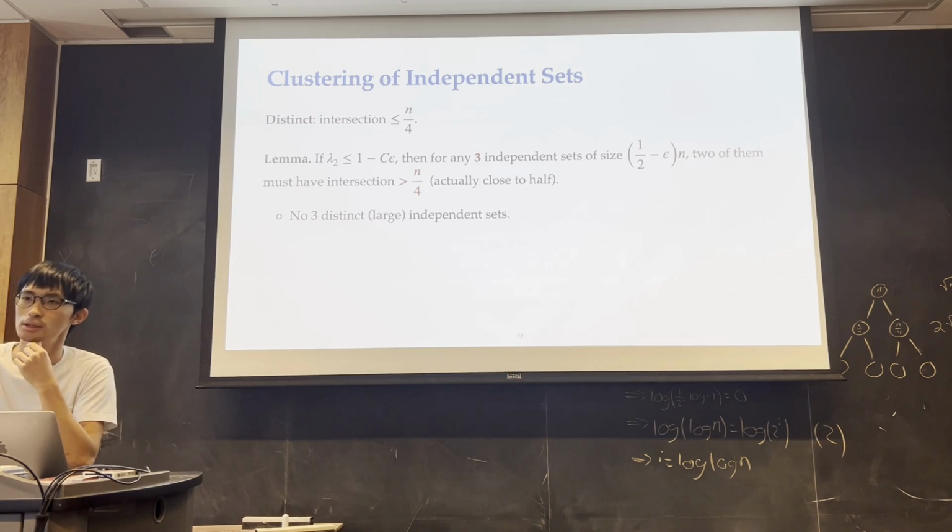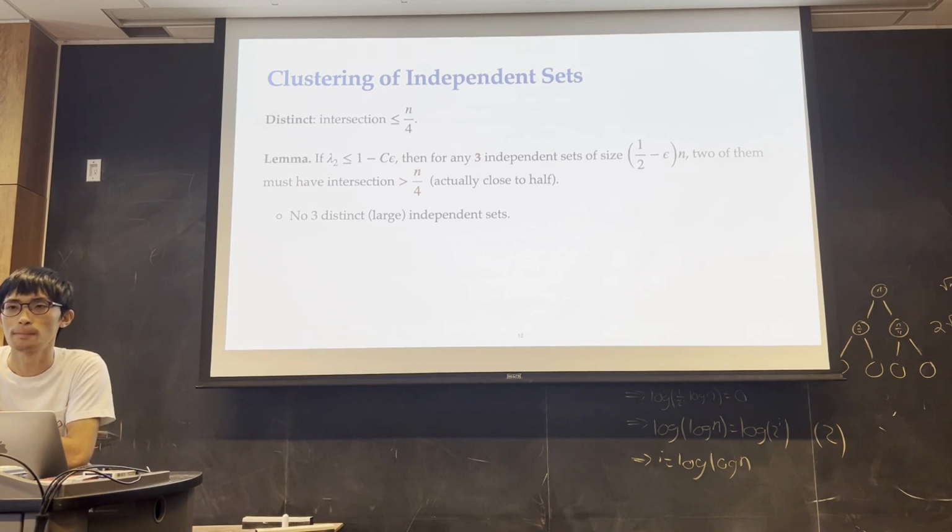Yeah. I'm just wondering, can you give an example of the lemma failing when lambda 2 is really close to 1? Let me think.